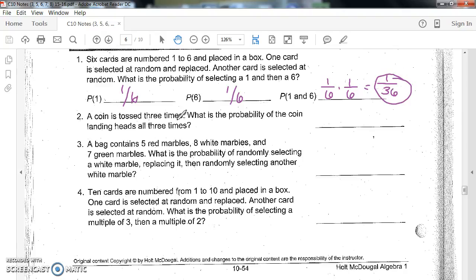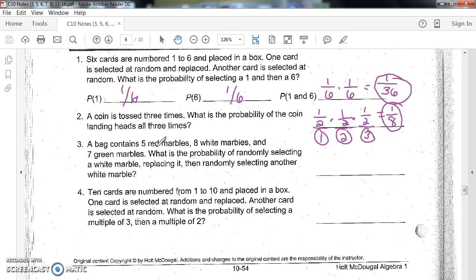A coin is tossed 3 times. What is the probability of the coin landing heads all 3 times? So let's kind of structure this a little bit. Here's the first flip, here's the second flip, here's the third flip. Every time you flip a coin, you have a 1 in 2 chance of it landing heads. Every time. It doesn't matter what happened the time before, you still have a 1 in 2 chance of flipping heads each time. So the first time 1/2, second 1/2, third 1/2. 1 times 1 times 1 is 1. 2 times 2 is 4, times 2 is 8. So we have a 1/8 probability of the coin landing heads all 3 times.